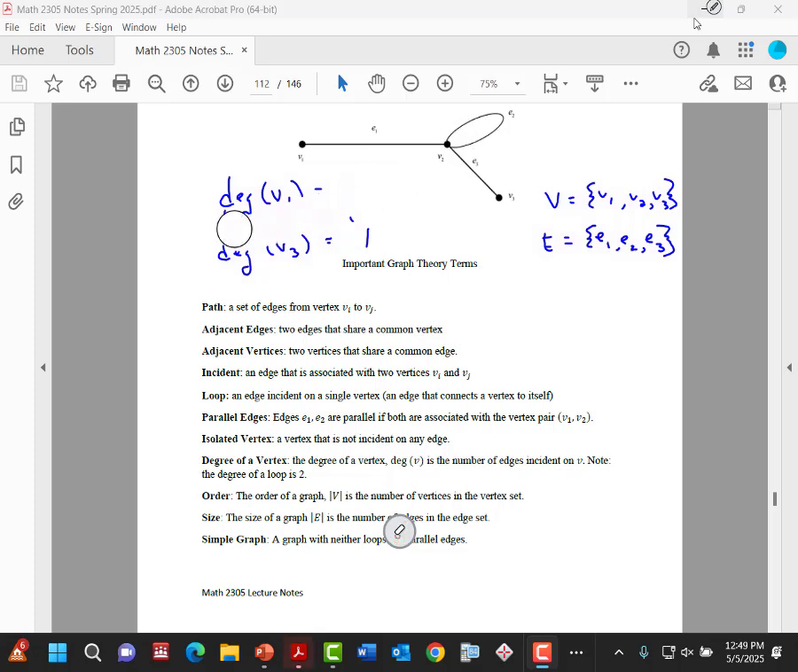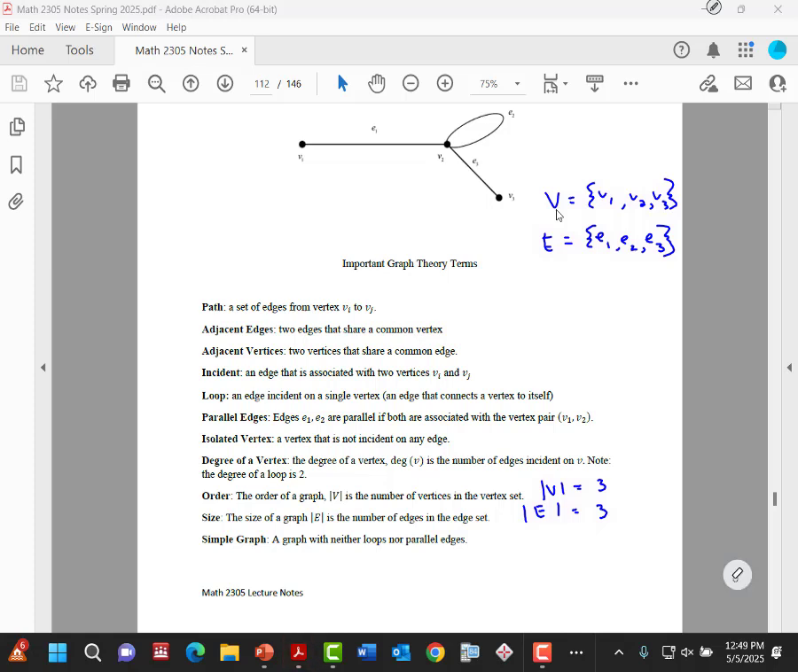Okay, a couple more terms. The order of a graph is the number of vertices in the vertex set. So in this example, the order of this graph would be 3. There are 3 vertices in the vertex set. The size of a graph is the number of edges in the edge set. So the size of this is also 3. There are 3 edges in the edge set.